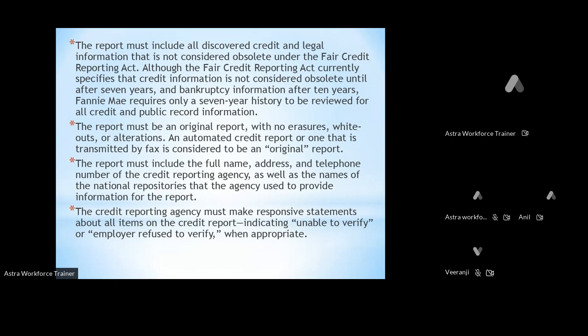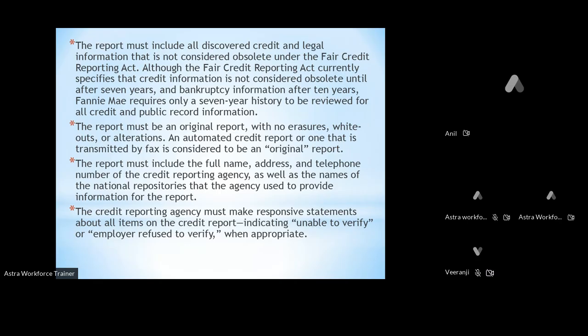Please read it out. The report must include all discovered credit and legal information that is not considered obsolete under the Fair Credit Reporting Act. Although the Fair Credit Reporting Act currently specifies that credit information is not considered obsolete until after 7 years, and bankruptcy information after 10 years, Fannie Mae requires only 7 years of history to be reviewed for all the credit and public record information.